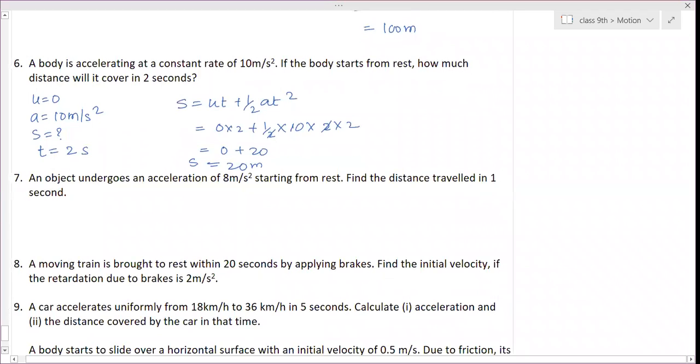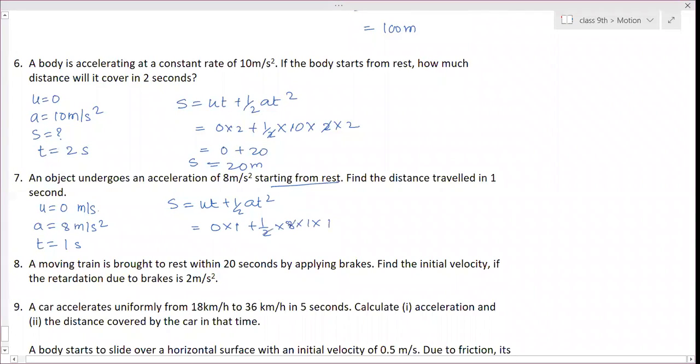Here also it is exactly the same, only the values have changed. u value is given 0 meter per second because it is starting from rest. Then acceleration is equal to 8 meter per second square, and the time given is 1 second. So that means s is equal to ut plus half at square, 0 into 1 plus half into 8 into 1 into 1. So 2 4s are 8, 0 plus 4, that is equal to 4 meters.